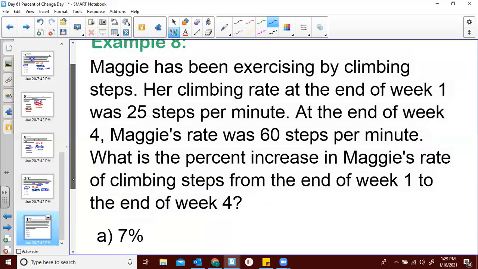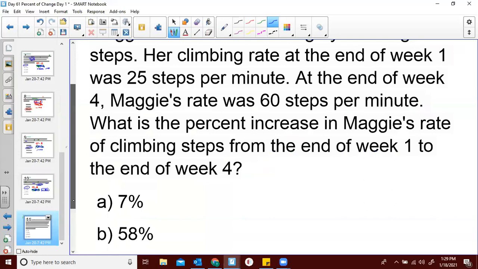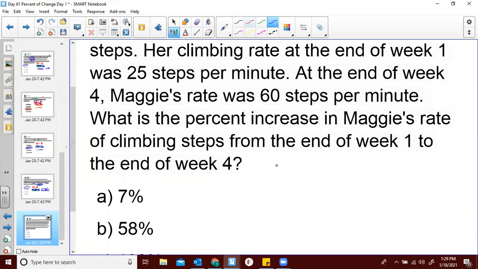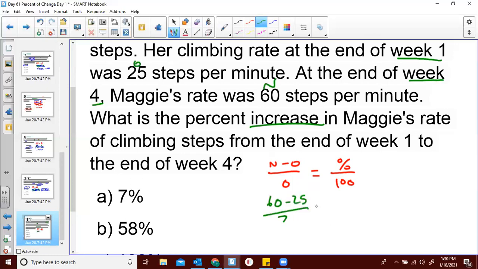All right, Maggie's been exercising by climbing steps. Her climbing rate at the end of week 1 is 25 steps per minute. At the end of week 4, Maggie's rate was 60 steps per minute. What is the percent increase of Maggie's rate of climbing steps from the end of week 1 to the end of week 4? We know it's increased, so again, probably positive. They give us a timeline, right? They say week 1 is 25, and then week 4 she's at 60. So week 4 would be my newer number, and week 1 would be my older. So 60 minus 25 over 25.